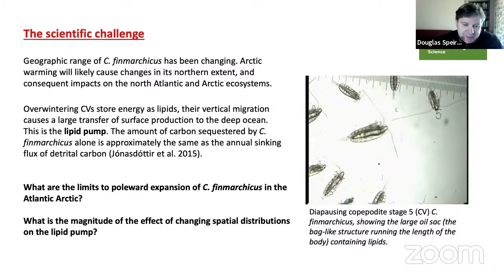So we're interested then in two scientific questions. What's the poleward expansion of Calanus finmarchicus in the Atlantic, and what's the magnitude of any changes and how they affect the lipid pump? The photo on the right is of diapausing Calanus finmarchicus, and you can see the structure in the center. You can see the antennae, that's the head end, and right down the center is the lipid sac. When they're in diapause, it takes up a large proportion of their body volume.